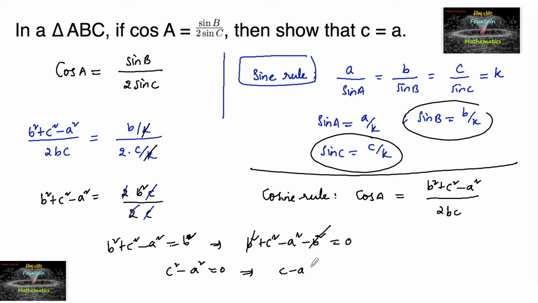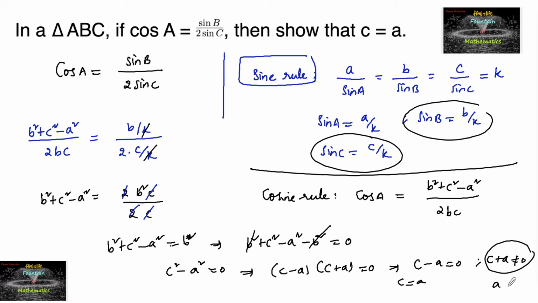That is c minus a into c plus a equals to 0. So which implies c minus a equals to 0, that is c is equal to a, whereas c plus a cannot be equal to 0 because both are sides. c cannot be equal to negative of a. So both must be positive. Since a is positive, c is positive. So therefore we can come to the conclusion that c is equal to a. Okay, this is the answer. Thank you.